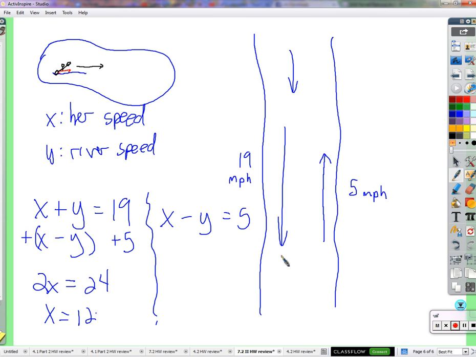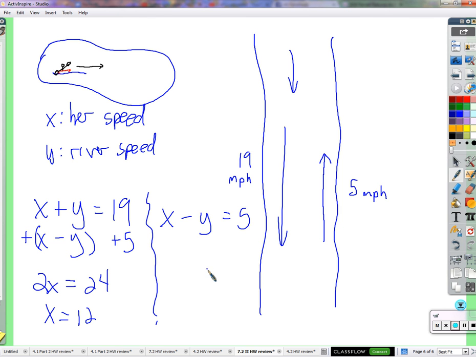Well, if her speed is 12, then what's the speed of the river? The river has a certain speed, she has a certain speed. We know that now she is 12. So it has to be a speed of like 6. Why 6? Because 6 and 12 are going to be equal to 17. That was the total speed.